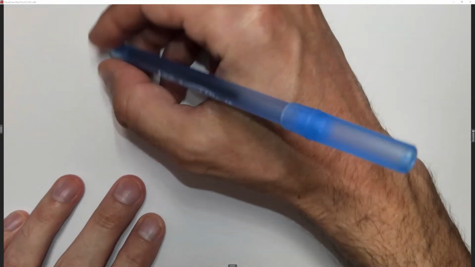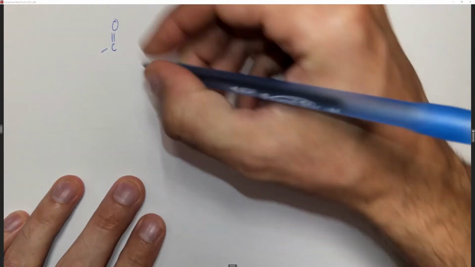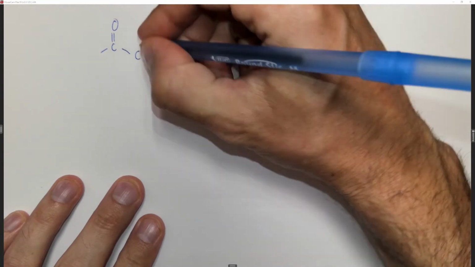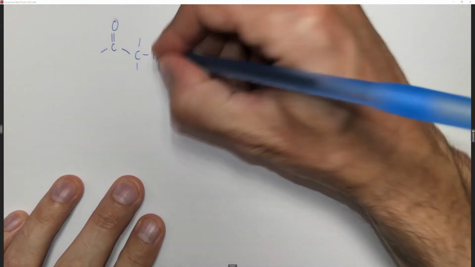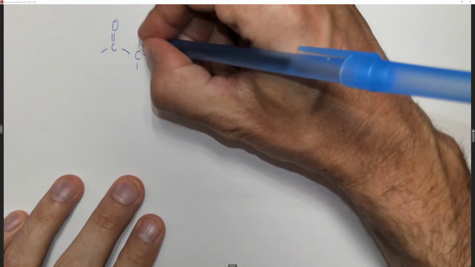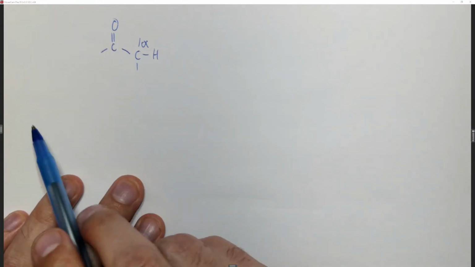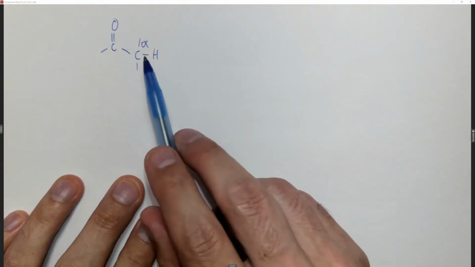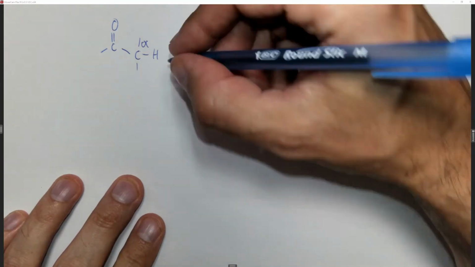In this chapter, we're going to look at alpha substitution reactions. So if we have a carbonyl carbon, like so, and it's bonded to a C, which is bonded to something, including an H, like this is the alpha carbon. So it's one away from the carbonyl carbon. So this alpha carbon can undergo substitution reactions.